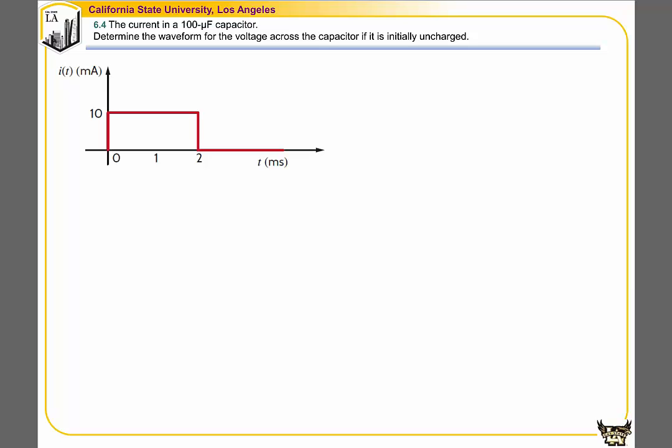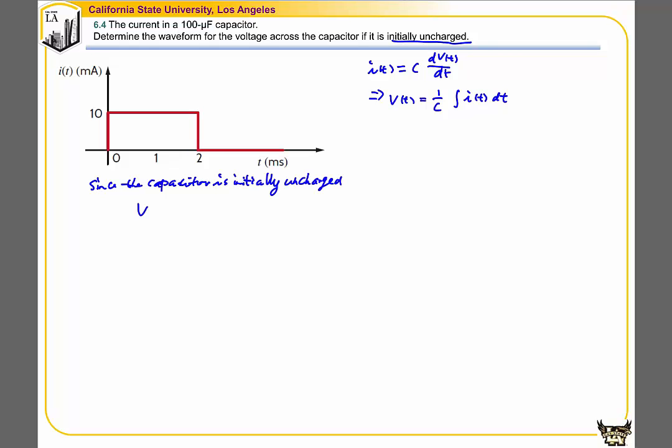In this example, we're given the current of this capacitor, and we're going to determine the waveform for the voltage across the capacitor. For a capacitor, we know the current going through the capacitor i(t) is equal to C times dv(t)/dt. Since we know the current, to find the voltage, we have v(t) equal to 1 over C times the integration of current.